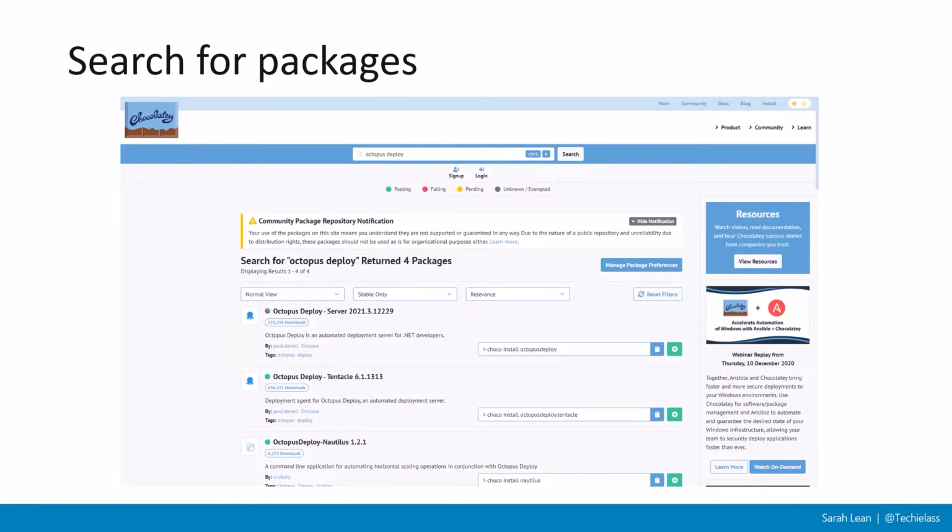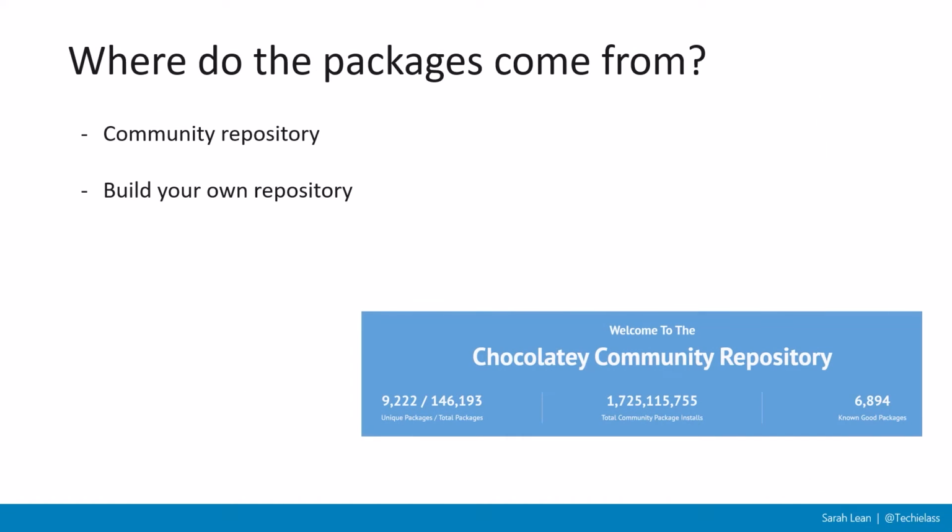So I'm getting a lot more rich detail, I think, personally, doing it through the browser, but you can do it through the command line as I've shown you using the Choco search command. So where do these packages come from that you're searching and you're installing?